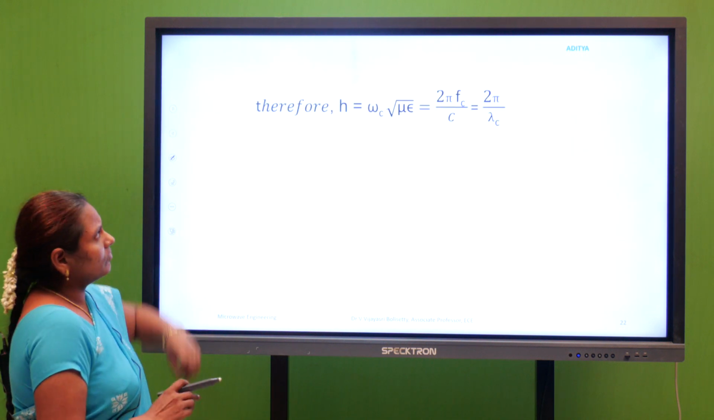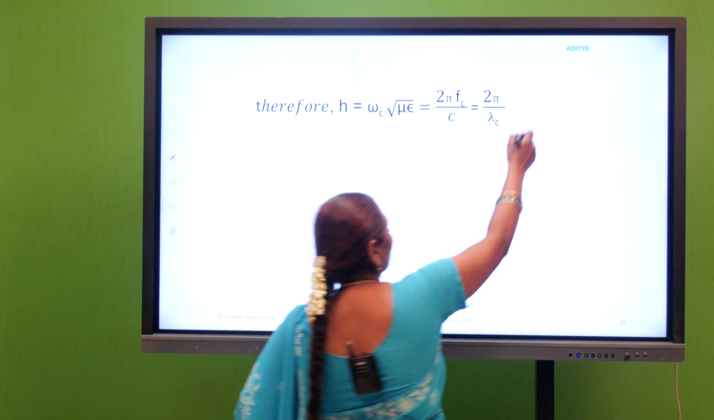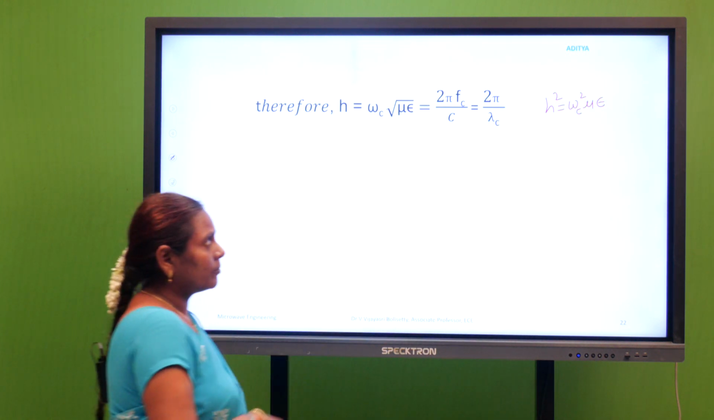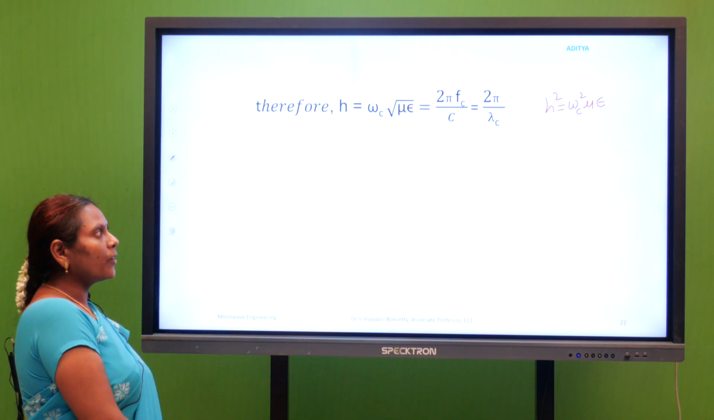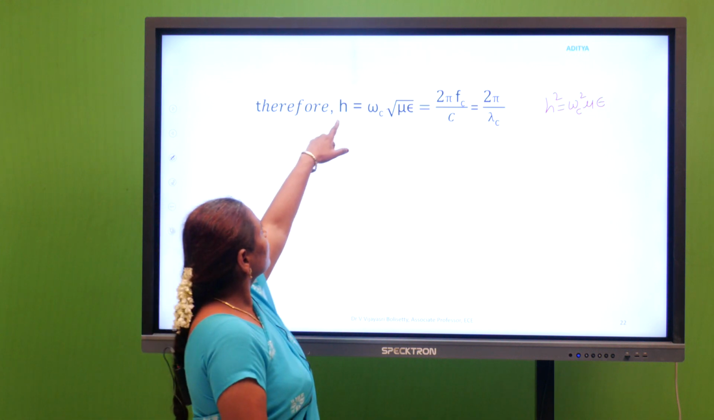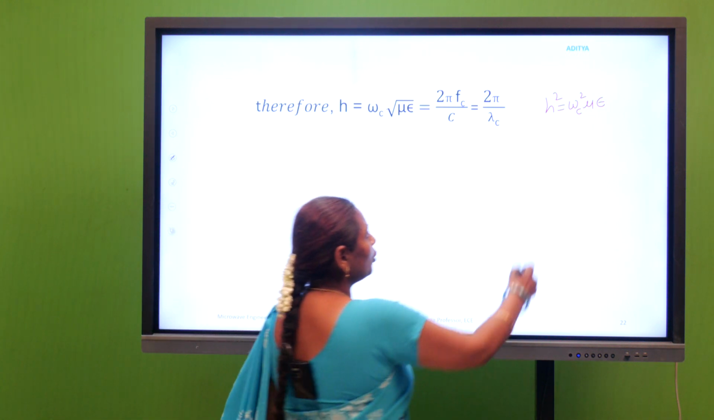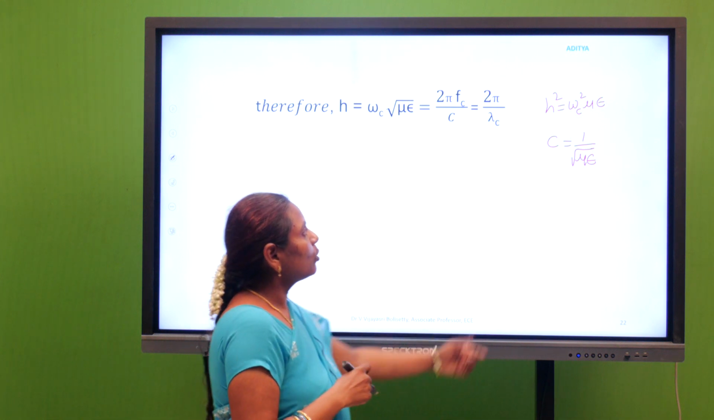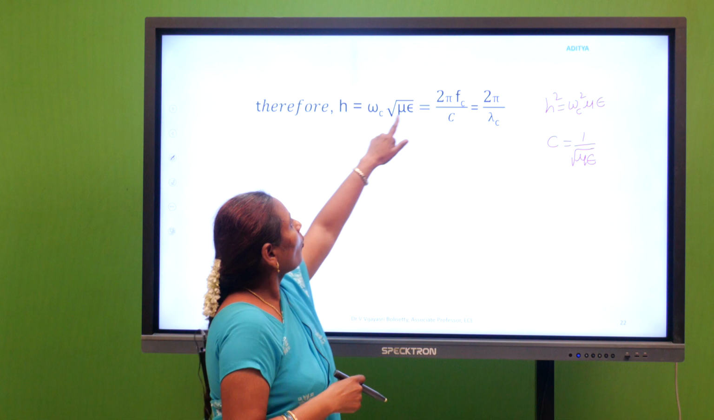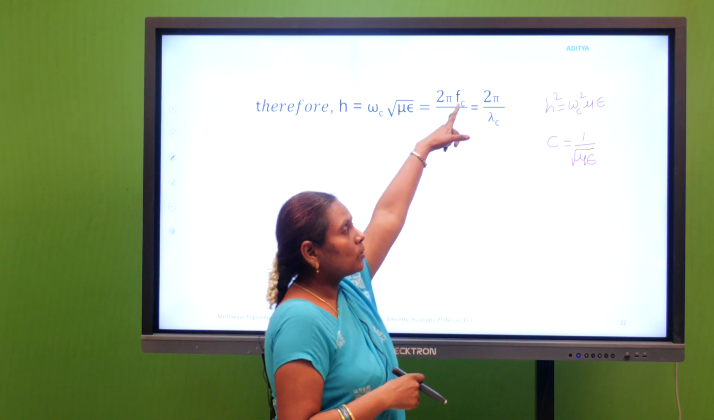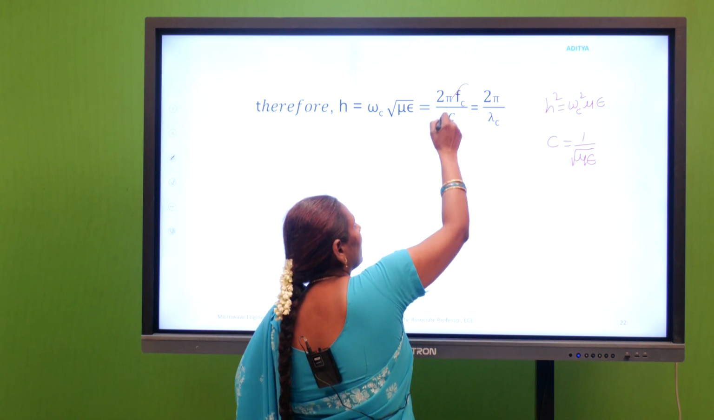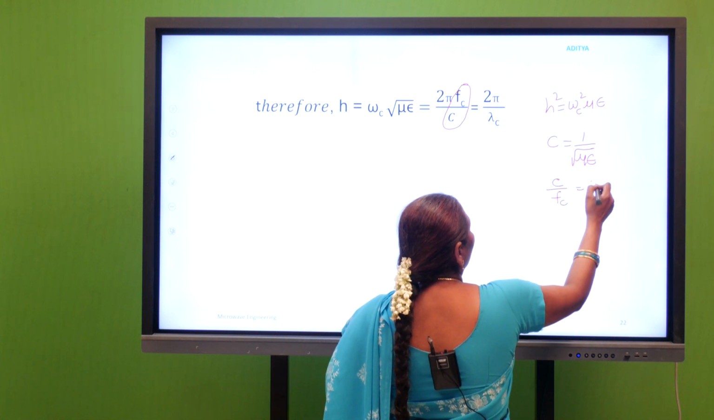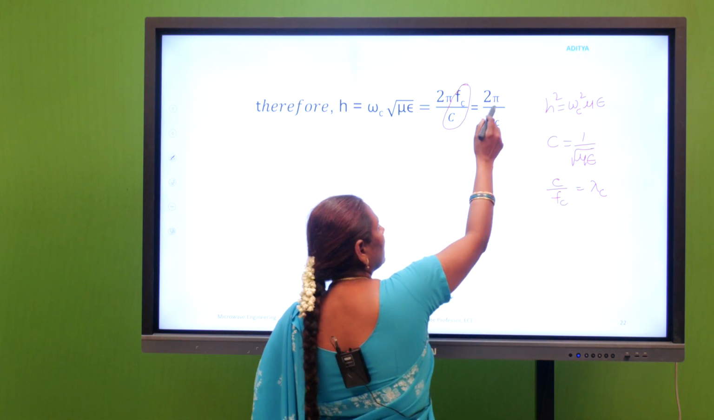Let us take the relation that h square is equal to omega c square mu epsilon and find out what the cutoff frequency is from this. Then we can find out the cutoff wavelength. So, h is equal to omega c root mu epsilon, but we know that c is equal to 1 by root mu epsilon, where c is the velocity of light. So, root mu epsilon we can write as 1 by c, and omega c we can write as 2 pi fc. So, here we get the relation fc by c, but we know that c by fc is nothing but lambda c. So, fc by c we can write as 1 by lambda c.